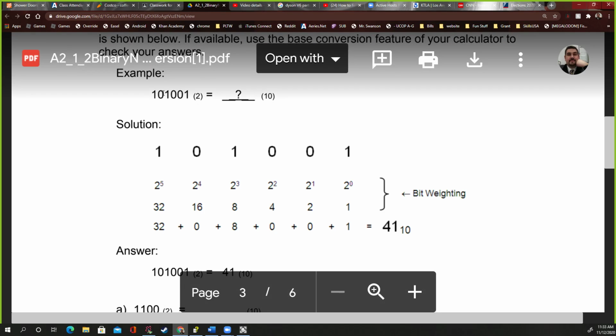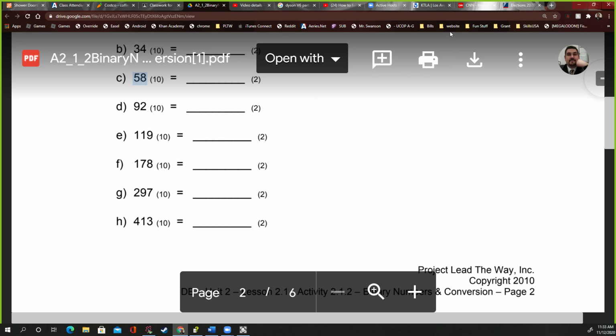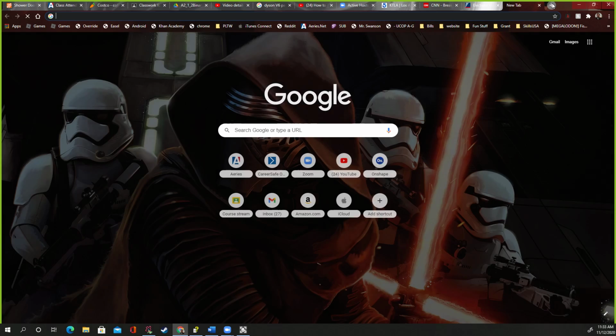There's not a shortcut to that? No, no, this is the longhand way. The shortcut way would be this.